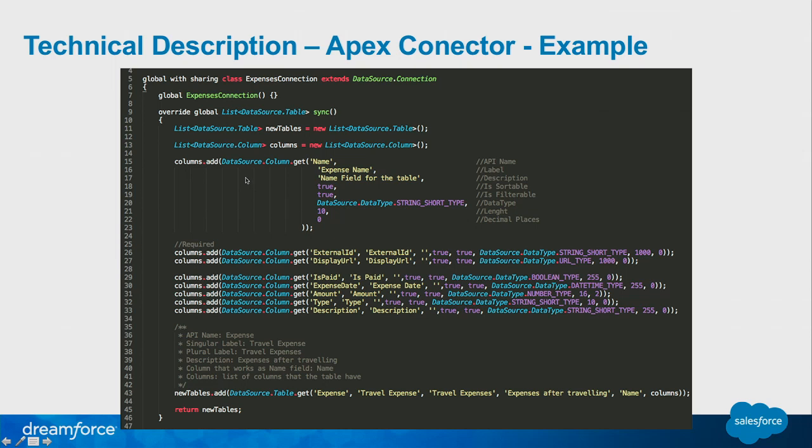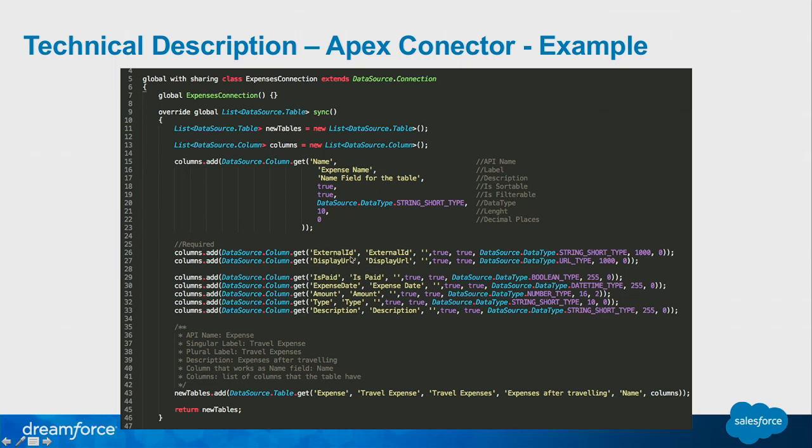As you can see, all these DataSource.Column entries are the fields. In order to create them, it's quite simple. Just add the API name, label, descriptions of some features like if it's sortable or filterable, the length, if it's decimal, set how many decimals it will have, and also the data type. The data type is an enum, and Apex Connector, which is in pilot, only allows strings, number, boolean, datetime, and URLs.